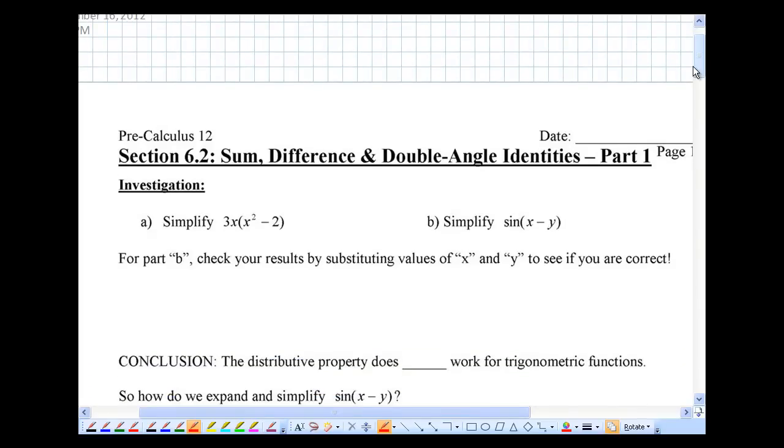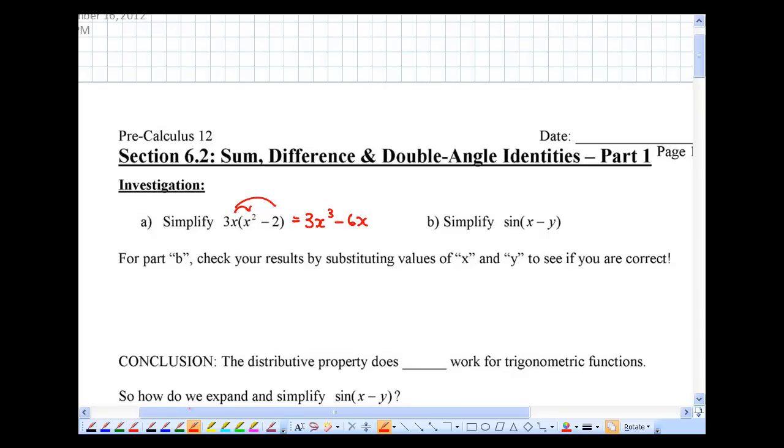Simplify 3x times x squared minus 2. We've got these brackets, and when we simplify, we want to get rid of the brackets. So we distribute. Hopefully you remember this. That's 3x cubed, and then 3x times 2, that's negative 6x. Something similar over here with sines.